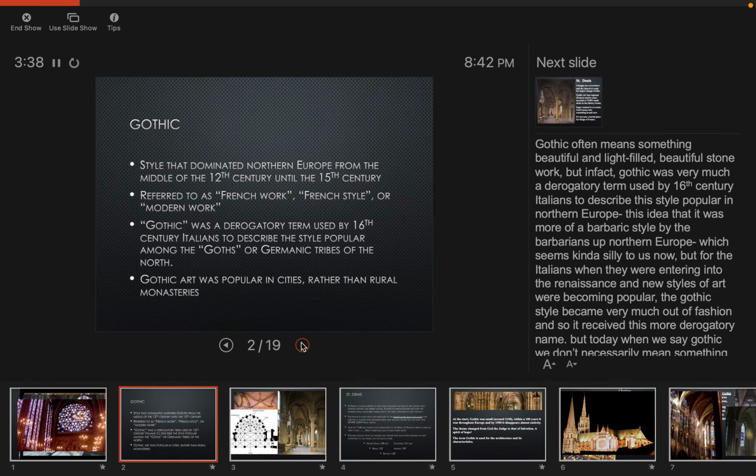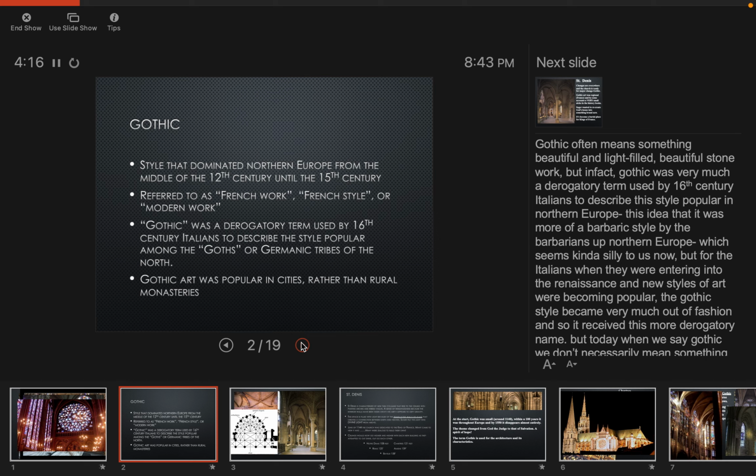So our Gothic overview: it's a style that dominated Northern Europe from the middle of the 12th century to the 15th. So we did a huge time jump. It's often referred to as French work, French style, or modern work. Gothic was a derogatory term used by 16th century Italians to describe the style popular among the Goths, or Germanic tribes of the north. Gothic art was popular in cities rather than rural monasteries.